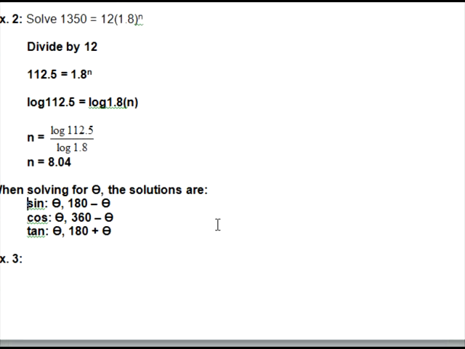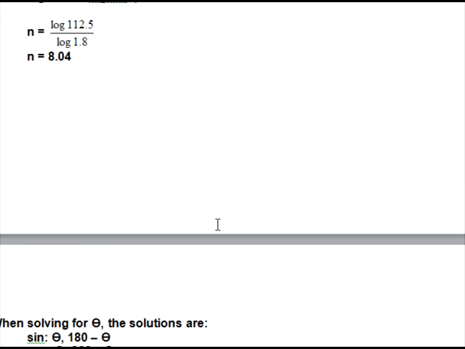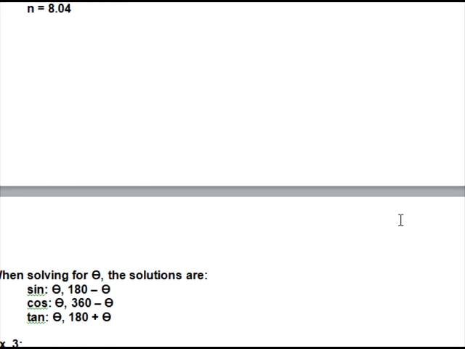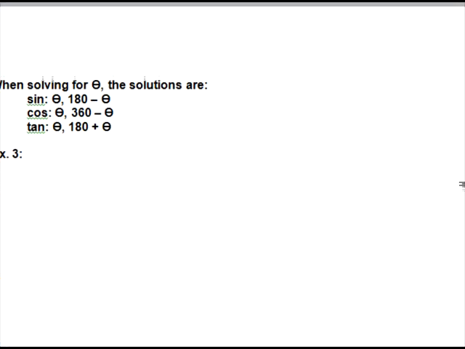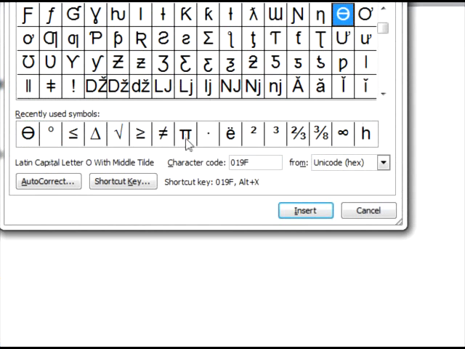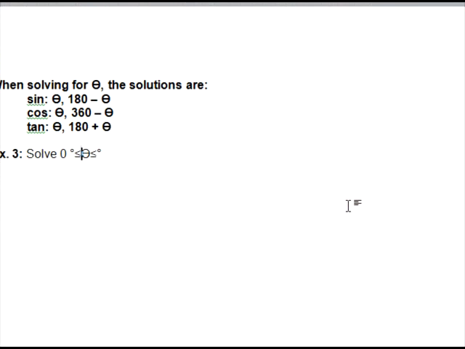Example 3, I'll go to the next board here. Once again, example 3 says solve 0 degrees is less than or equal to theta is less than or equal to 360 degrees. What this means is that my answers, I only want answers from 0 to 360. If you remember, we're talking about periodic functions. When we did the graphs earlier in the week, we had arrows on both ends. Remember, we said the domain was anything.